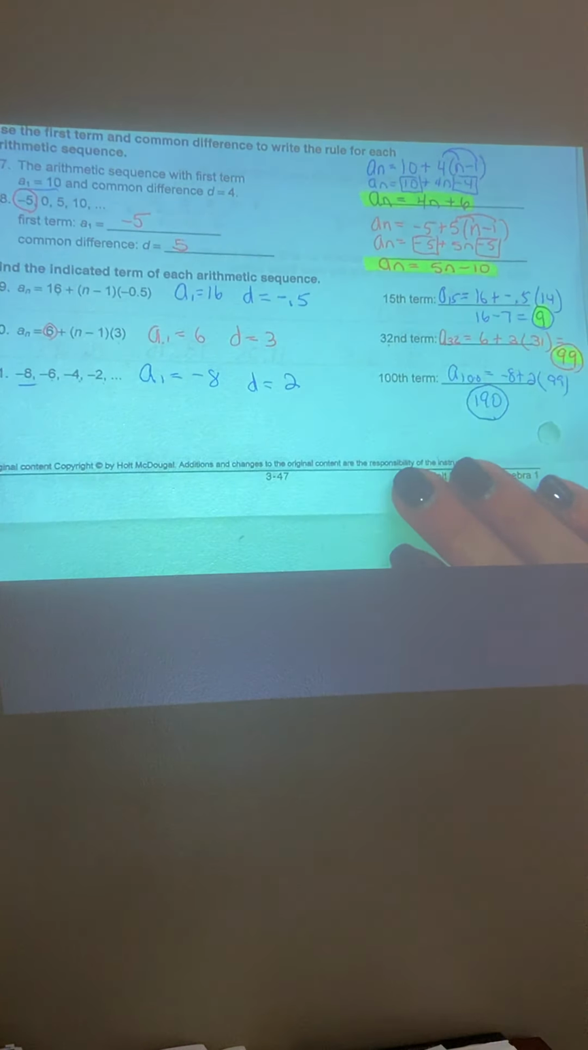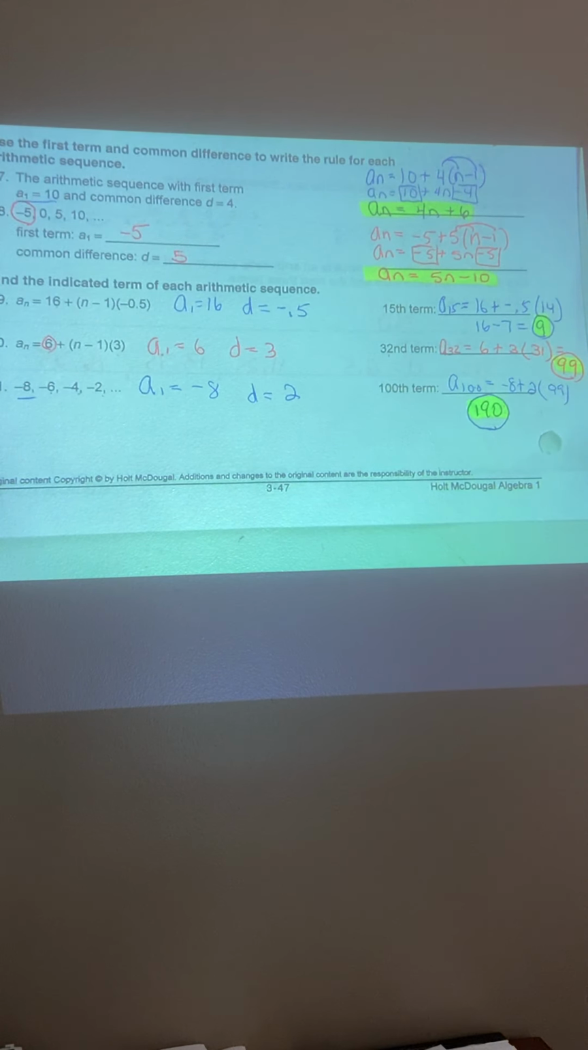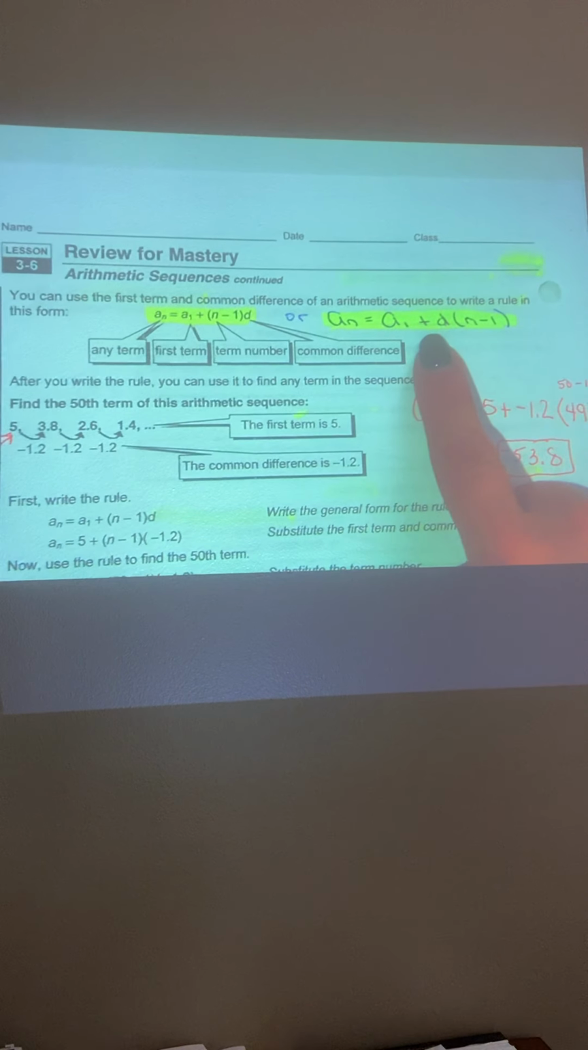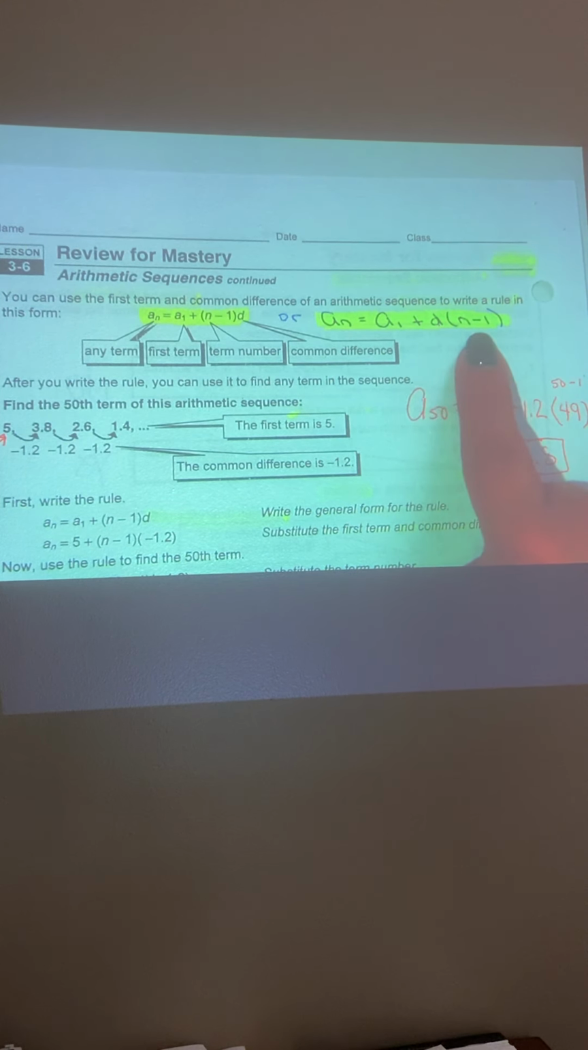And here is lesson 3.6. Now we're going to move on to lesson 9.1. So this is arithmetic sequence. Okay, make sure you know this formula here. A to the n equals first term plus the common difference times n minus 1.